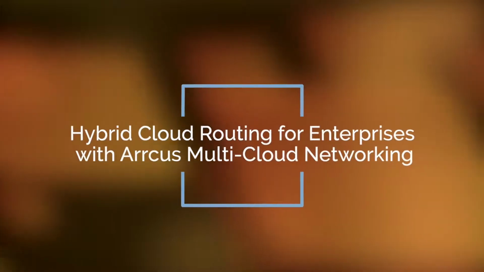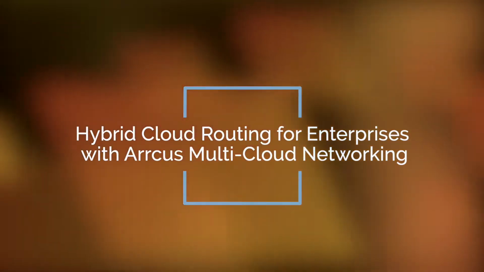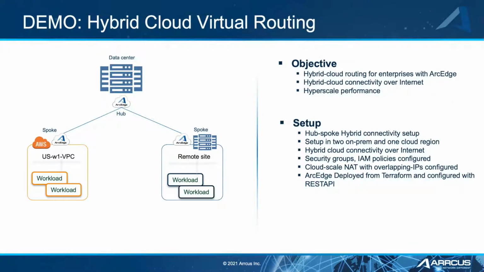In this video, we will show hybrid cloud routing for enterprises with Arrcus MCN. In this demo, we will show seamless hybrid cloud connectivity over multiple transports while utilizing cloud-native services. The setup is a hub-spoke configuration with an on-prem data center as the hub and spokes in AWS and a remote site. Connectivity between the three sites is over the internet.